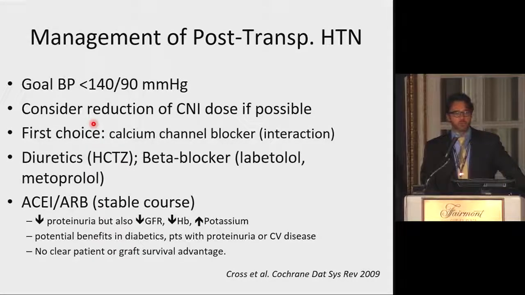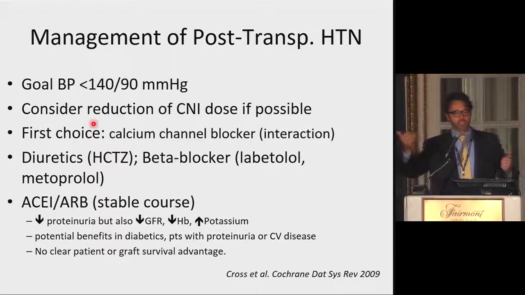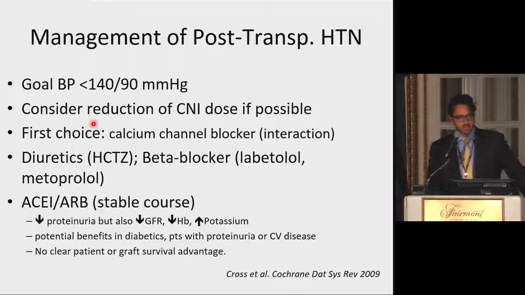What about ACE inhibitors and ARBs? We are all very used to using those in CKD patients. The problem with using those early after transplant is that you see a rise in creatinine and don't know if this is a rejection or just the vasoconstrictive effect, the reduction in GFR that occurs with ACE inhibitors and ARBs. There's also a significant effect on hyperkalemia: when you're using a CNI and an ACE inhibitor, this potentiates a lot and sometimes becomes a limitation to use it. So there's no data to suggest that using an ACE inhibitor or ARB improves graft or patient survival.